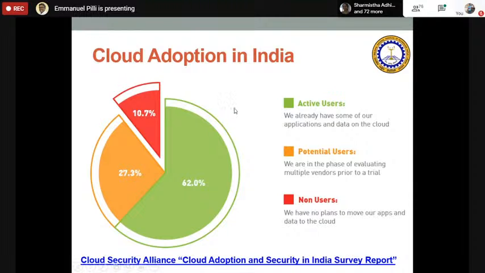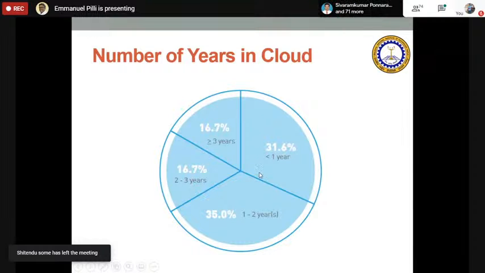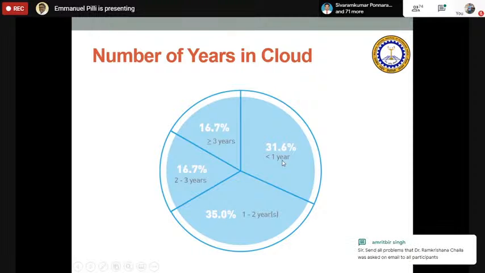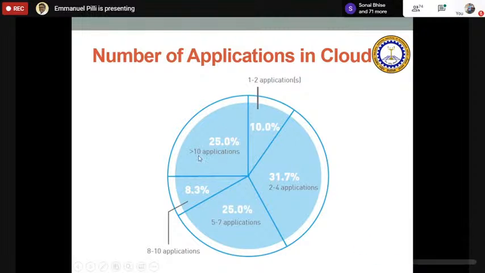And as we move forward, we see that people have spent a lot of years in the cloud also. There are so many people who have spent more than 3 years and 2 years, and very few are less than 1 year, in the sense that there is a lot of cloud experience in India. And the number of applications, almost 25% of the companies have more than 10 applications in the cloud.